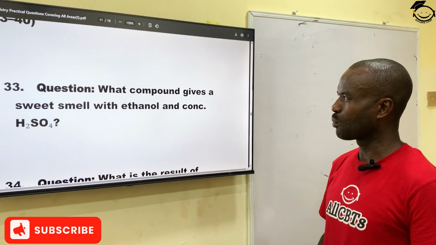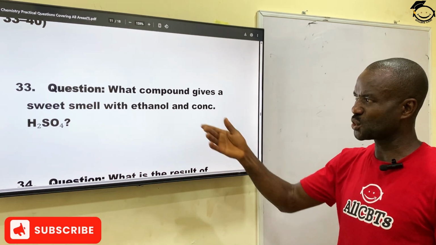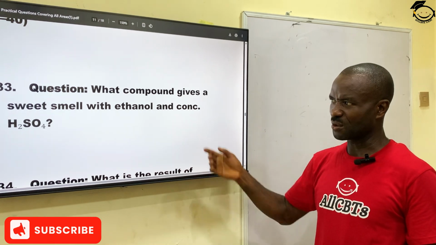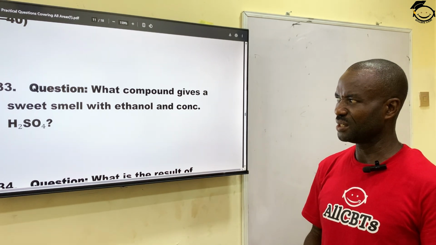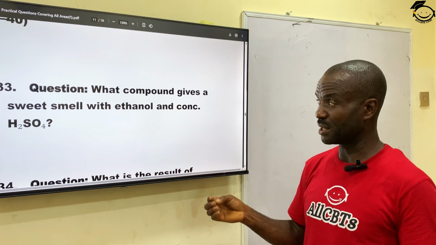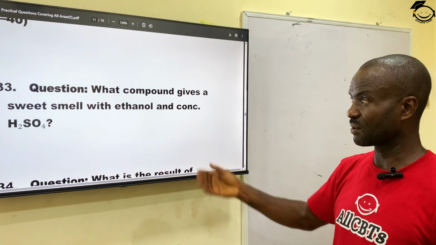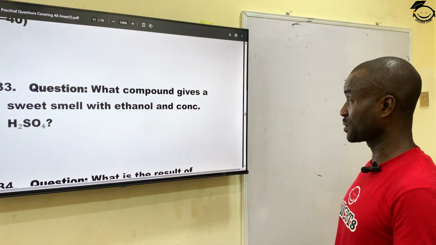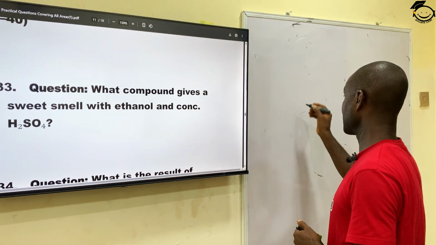Question 33. What compound gives a sweet smell with ethanol and concentrated H2SO4? The only compound that can give a sweet smell with ethanol in the presence of concentrated H2SO4 is called ester. And the process is called esterification. Ester.